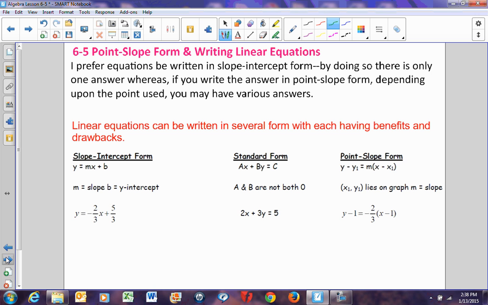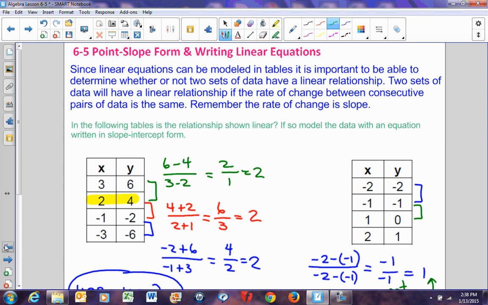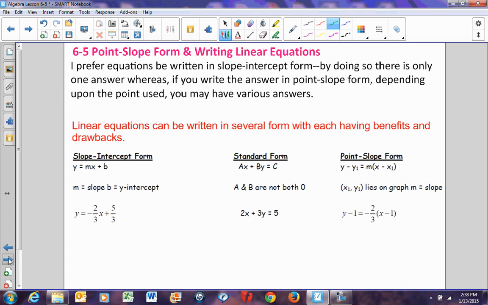All right. We've done an awful lot in this lesson, so let's just do a real quick recap here. I, myself, prefer equations to be written in slope-intercept form. By doing so, there's only one answer. Whereas if you write the answer in point-slope form, depending on which point you use, you may have various answers. Let's go back and see. If I would have used a different point here, my point-slope form would have been different, but my slope-intercept form, no matter what, would have been the same, which is why I prefer slope-intercept form for an equation.